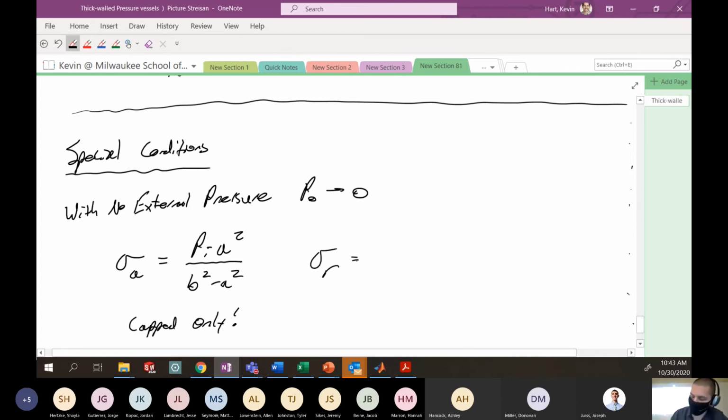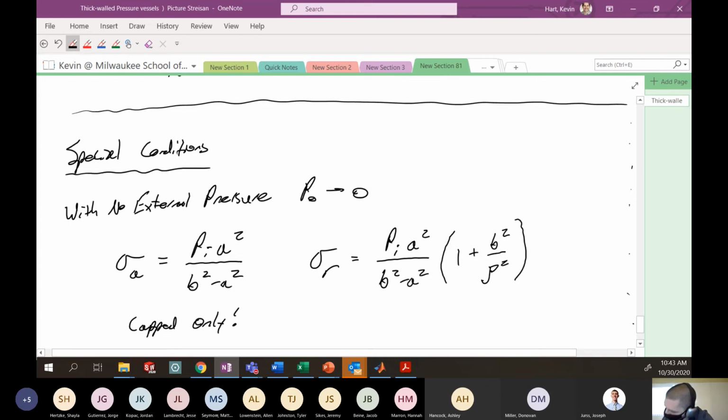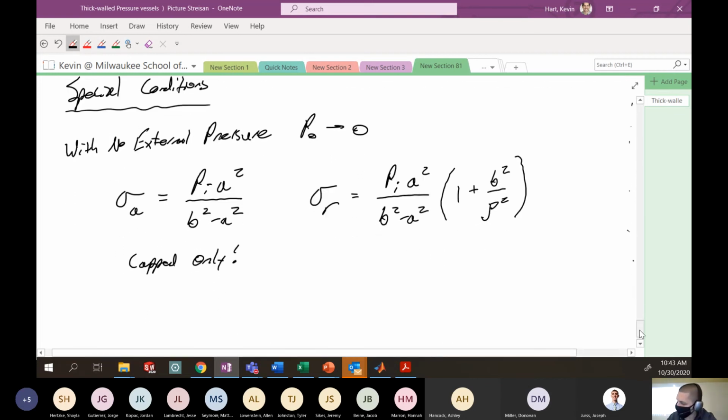My radial stress, if I have 0 external pressure, is going to be P_i A squared divided by B squared minus A squared, multiplied by 1 plus B squared over rho squared. Oh, sorry, that was the hoop stress. The radial stress just has a minus sign here. And then the hoop stress will look the same, except it has a plus sign.